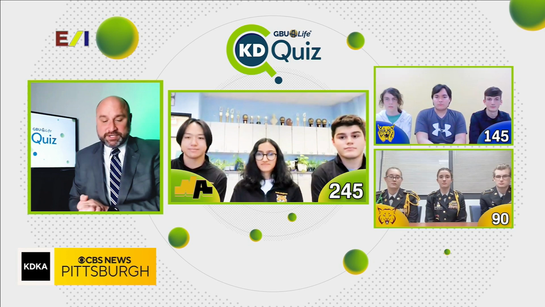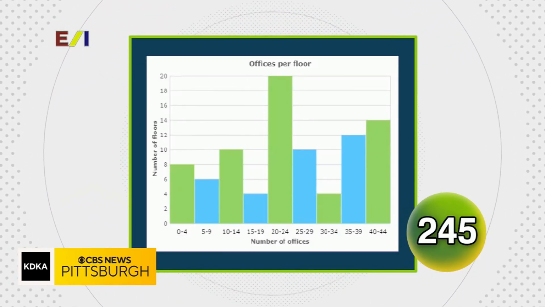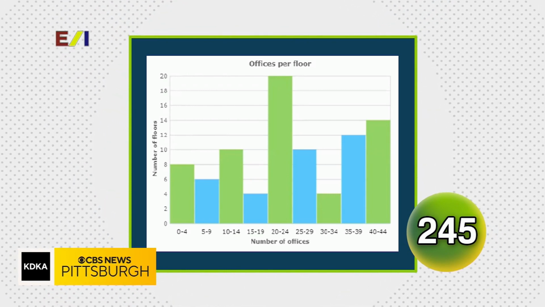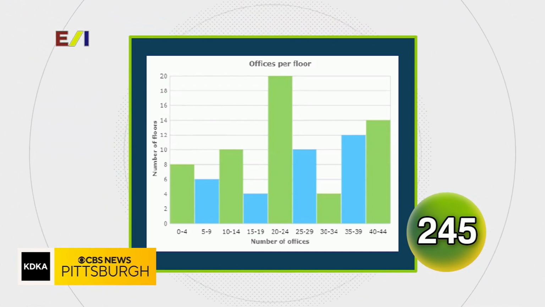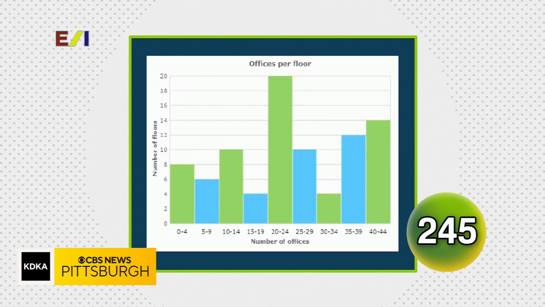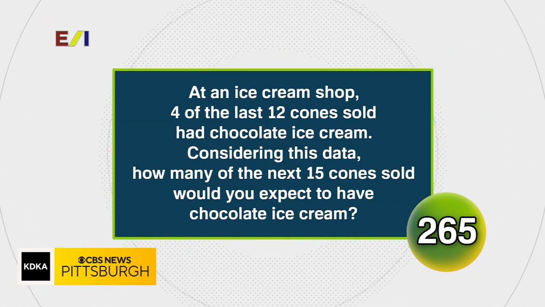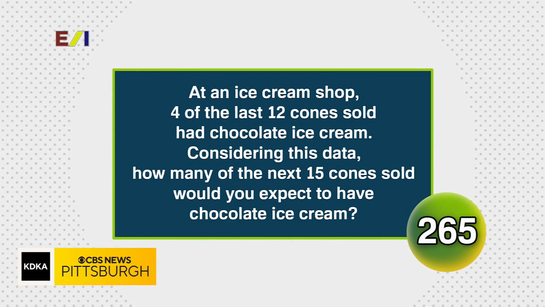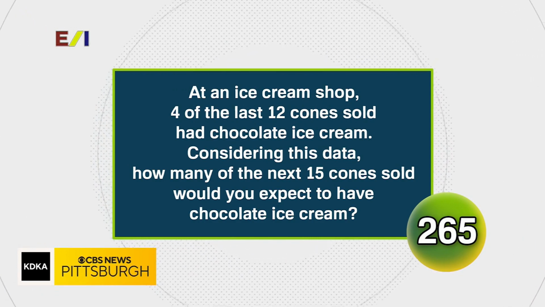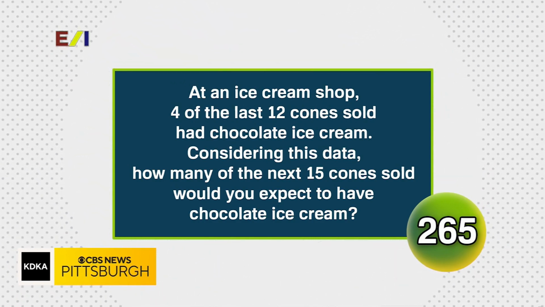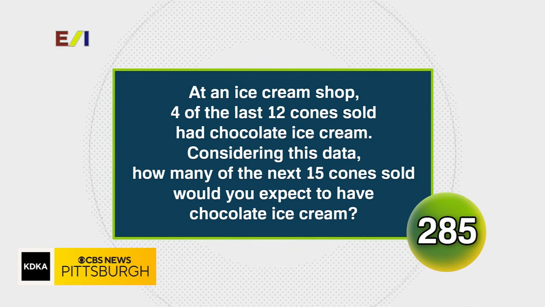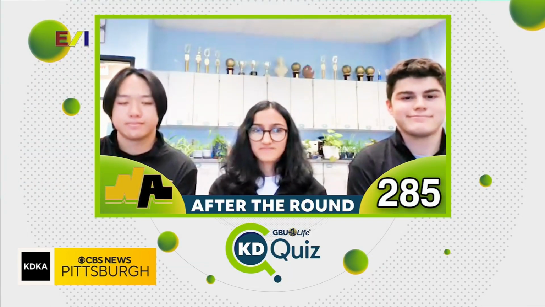Next up is our team from North Allegheny High School. Here's your first question. Given the data display that you see here for the number of offices per floor of an office building downtown, which range has the most floors? 20 to 24. 20 to 24 is correct. At an ice cream shop, 4 of the last 12 cones sold had chocolate ice cream. Considering this data, how many of the next 15 cones sold would you expect to have chocolate ice cream? 5. 5 is right. You too have added 40 points, taking you up to 285 on the day. Nice job, North Allegheny.